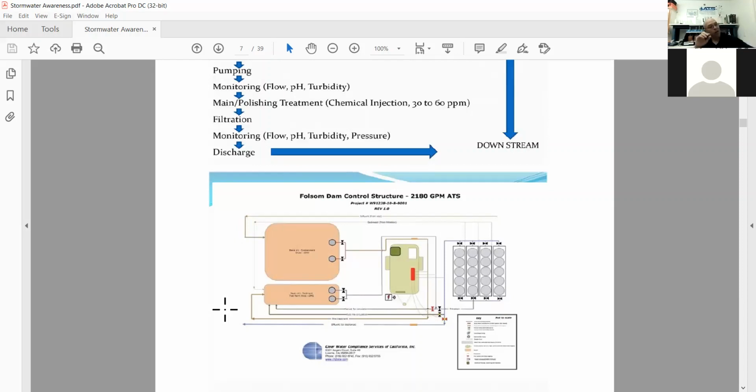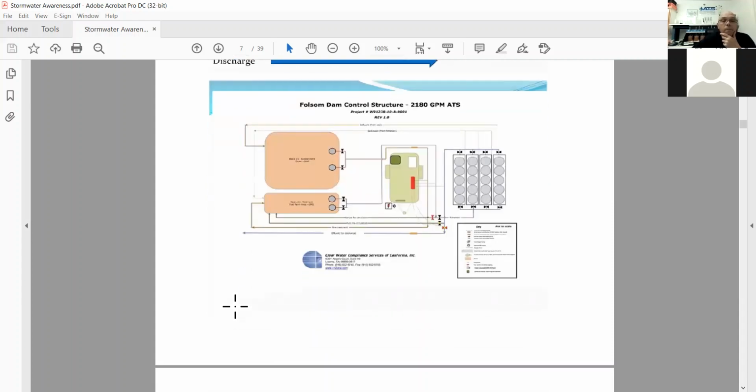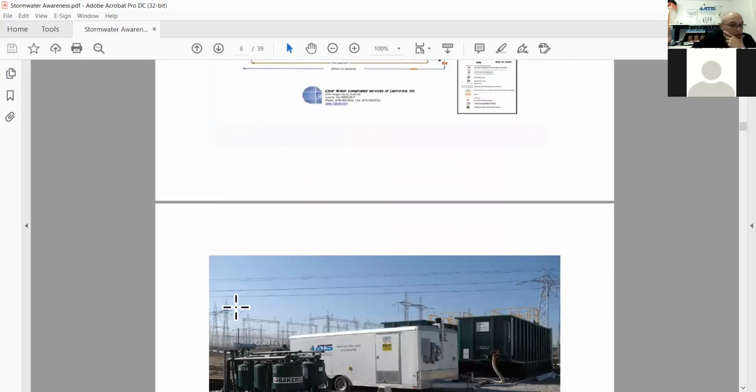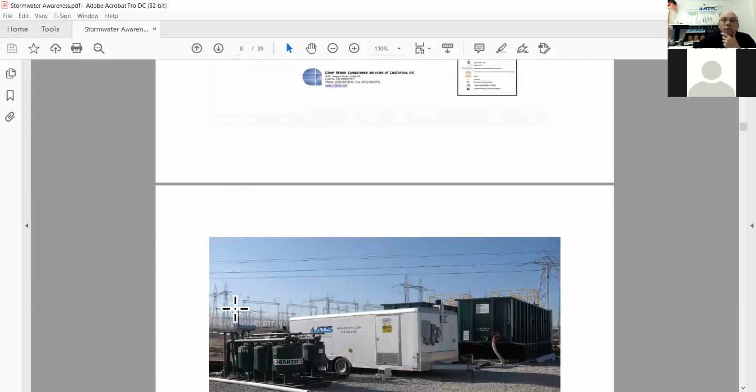So how does an active treatment system clean and correct pH of construction stormwater runoff? Active treatment systems use chemicals, sedimentation, and filtration to correct turbidity in construction runoff. Turbidity is removed using cationic polymers and flocculants.